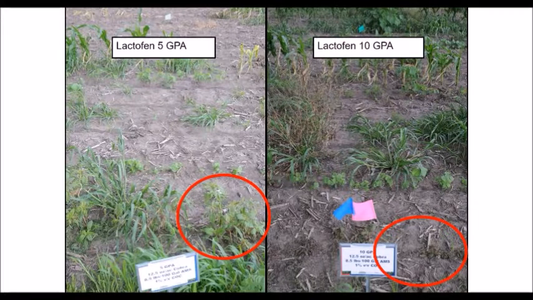In this next slide, I just really wanted to show you what we were seeing in the field. So this is the lactofen on the left at 5 gallon per acre, and the lactofen treatment on the right at 10 gallon per acre. And we've now put a little red circle around the amaranth, and you can see on the left a very, very different situation than we have on the right. If we were to show you the picture of the lactofen at 20 gallon per acre, there wouldn't be any amaranth. We got complete control at that point.